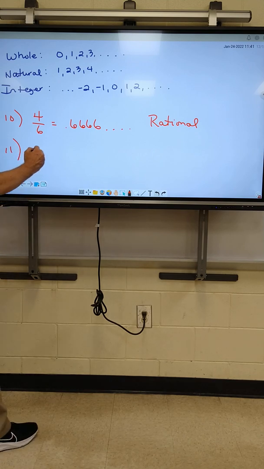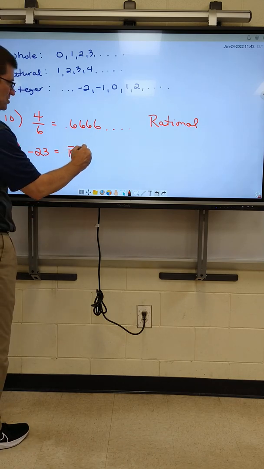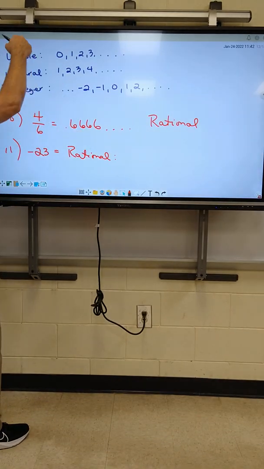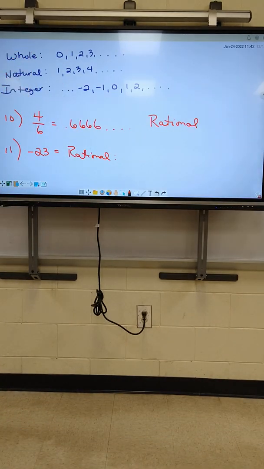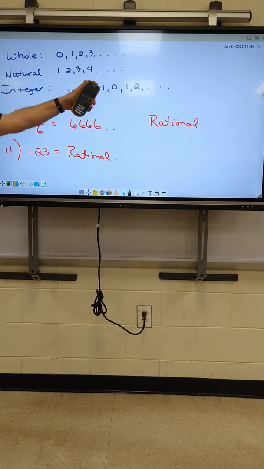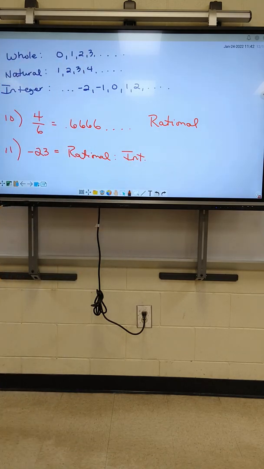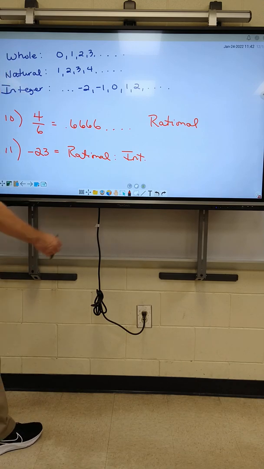Negative 23. All right, first thing, rational or irrational? That's rational. You can just write rat if you want. Out of these 3 up here, which one is it? It's an integer. That's the one that includes the negative numbers. I'm going to give y'all this list on the quiz. All right, can I erase it?